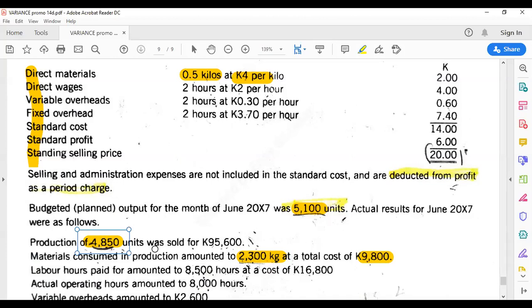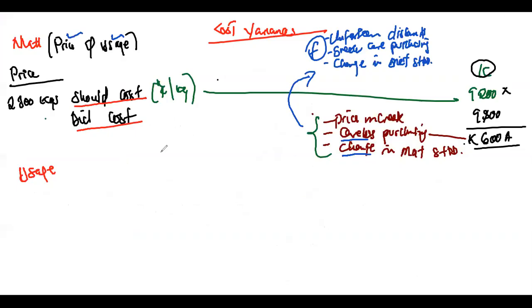So I want to see how many kgs they were supposed to use to make these units according to the budget. Because actually they used 2,300, but they should have used how many? We want to see. Variance analysis is a free mark in the exam. If you don't pass variances, you will never pass any topic.